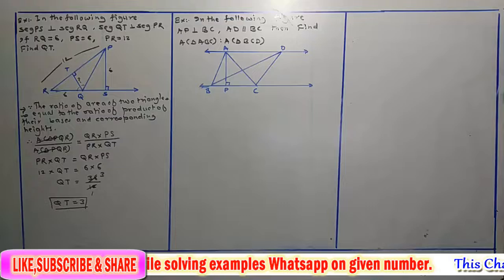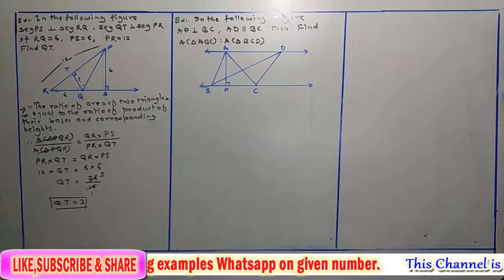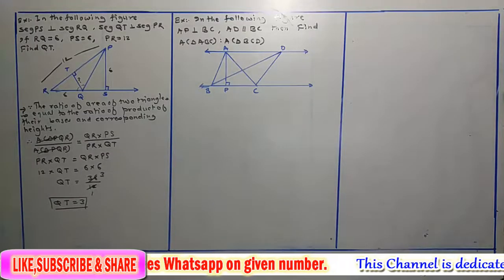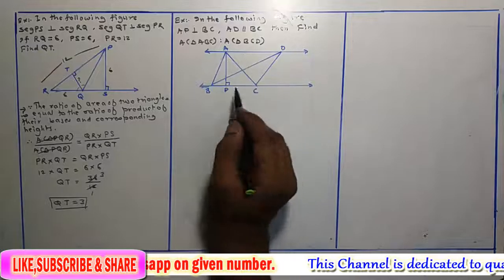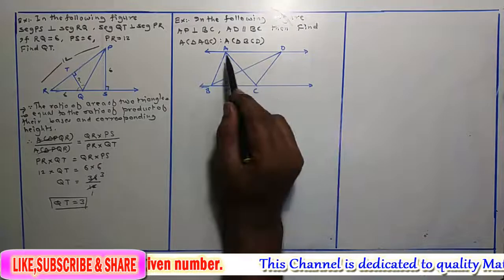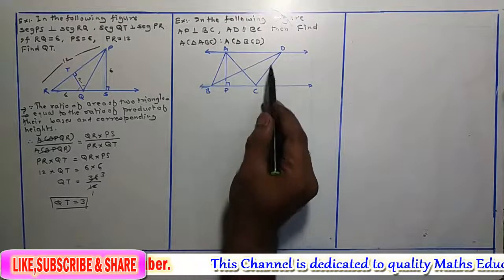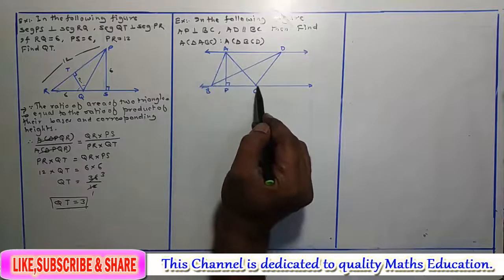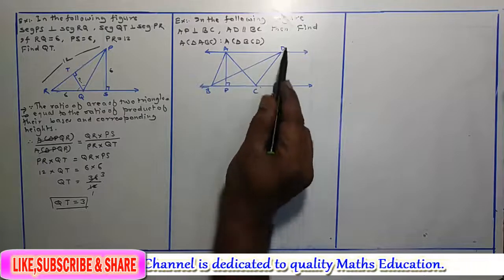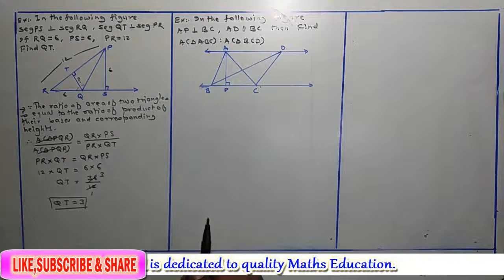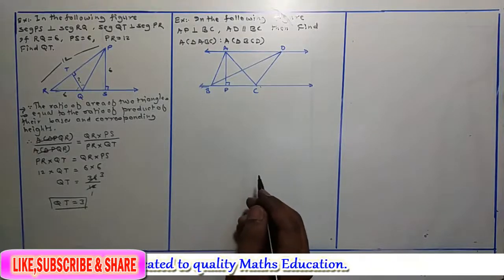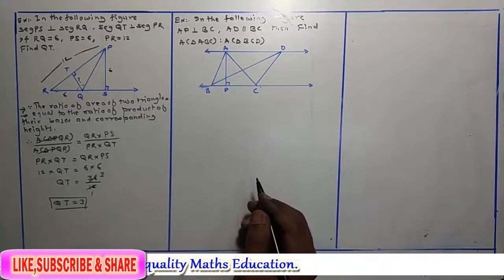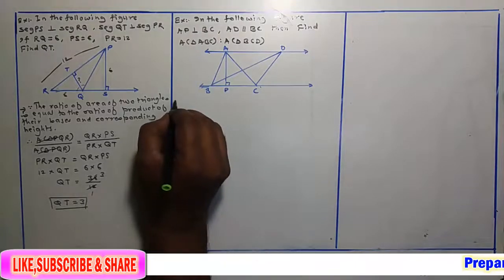Okay, now just see the next example. In the figure, AP is perpendicular to BC. This AP is perpendicular to BC. AD is parallel to BC. This AD is parallel to BC. Then find the ratio of the area of triangle ABC and the area of triangle BCD. We have to find the ratio of the areas of those two triangles here.